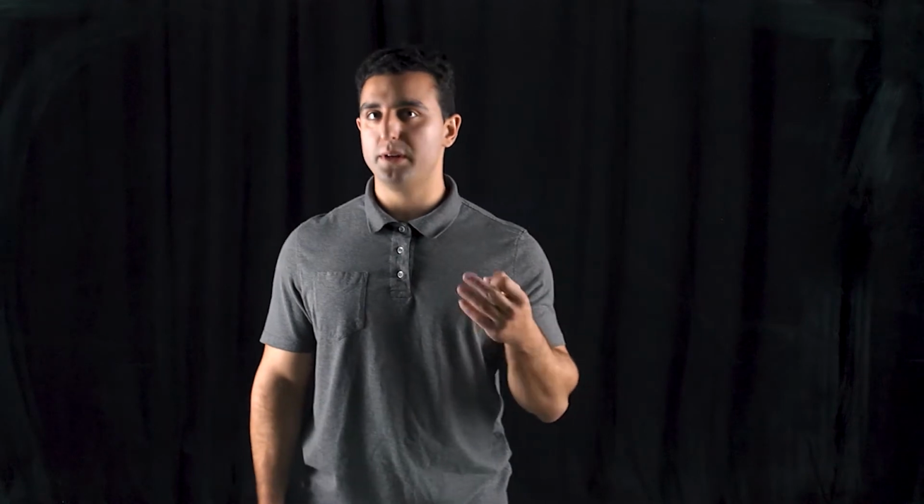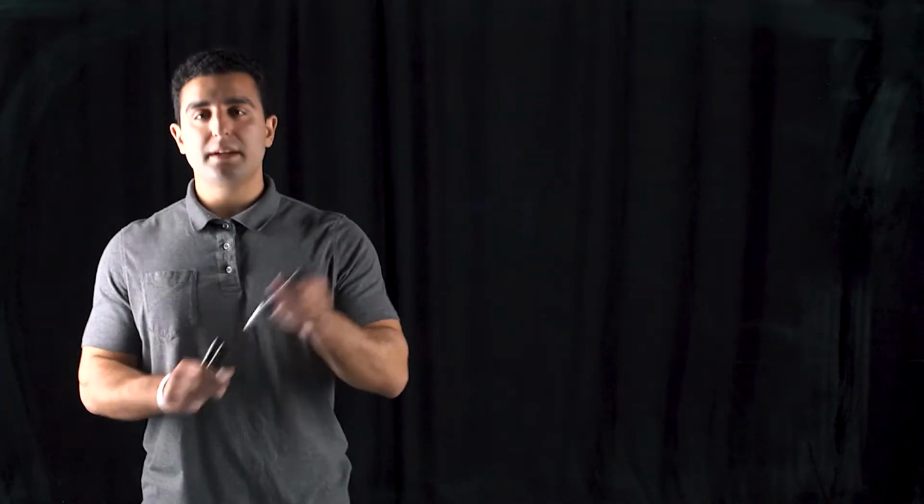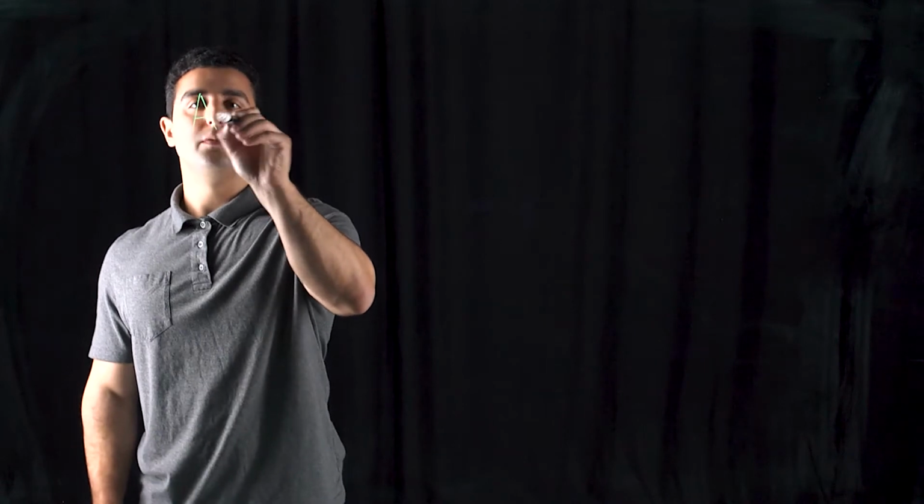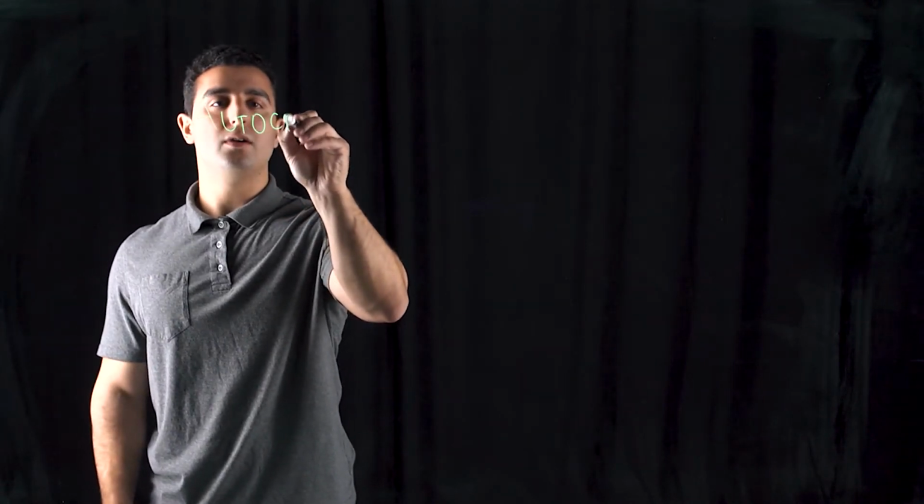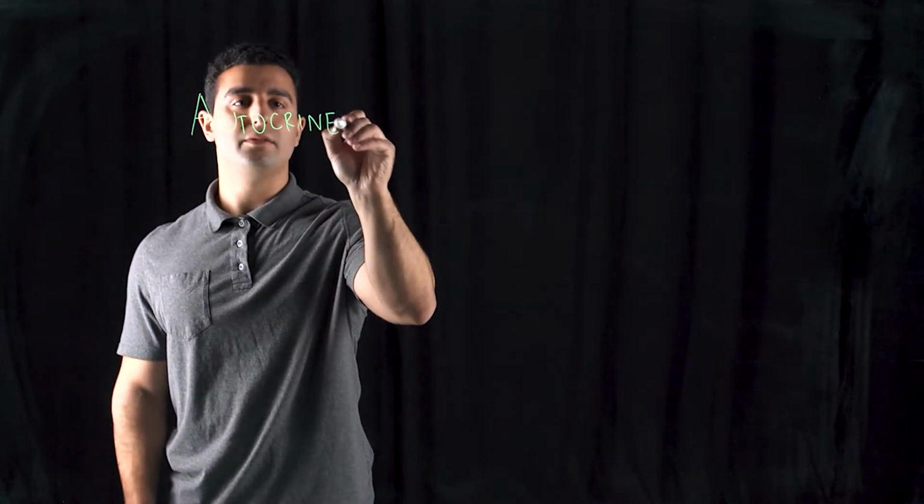All right, so now we're going to look at different types of chemical messengers. There are three different pathways: number one, autocrine, paracrine, and then hormonal chemical messengers. The first messenger we're looking at is autocrine. What does auto mean? Autocrine means self.